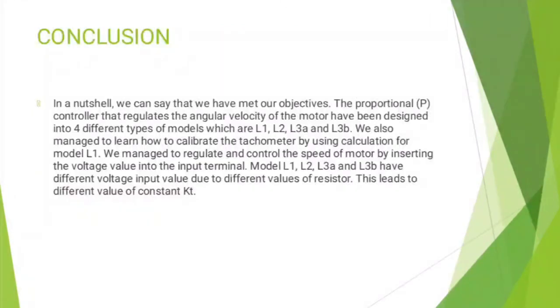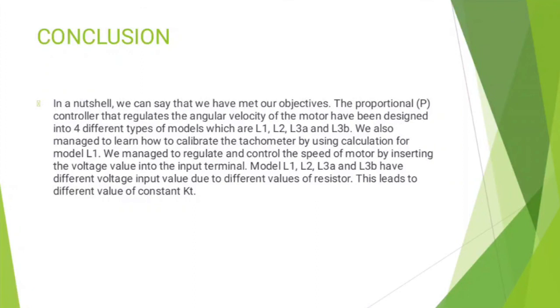That's all for the conclusion. In a nutshell, we can say that we have met our objectives. The proportional P controller that regulates the angular velocity of the motor has been designed into 4 different types of model, which are L1, L2, L3A and L3B.